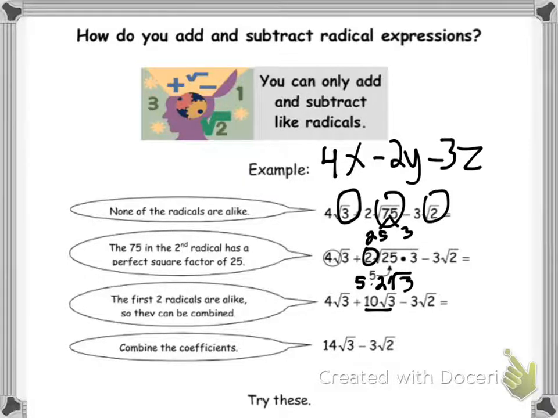Now notice, we have 4 on the square root of 3 plus 10 on the square root of 3. So that's just like having 4x plus 10x, which, just like you do with a coefficient, you add the coefficients, 4 plus 10 is 14, and you keep the square root of 3, minus 3 on the square root of 2. So that's all you have to do when you're combining like radicals, adding and subtracting them.